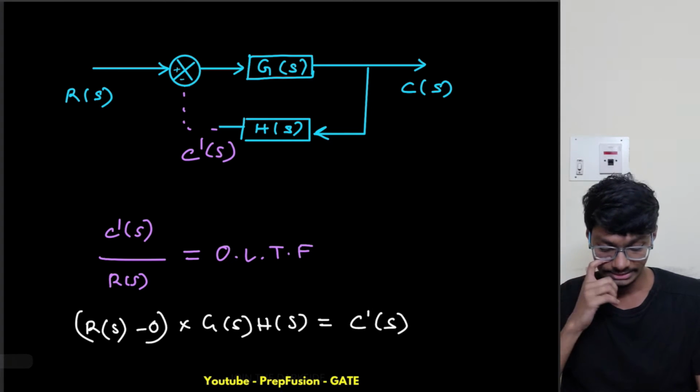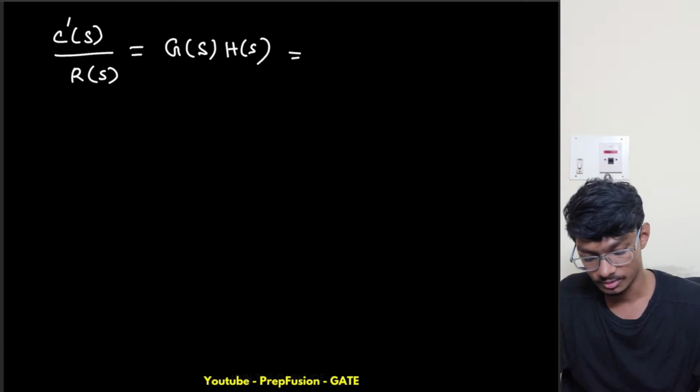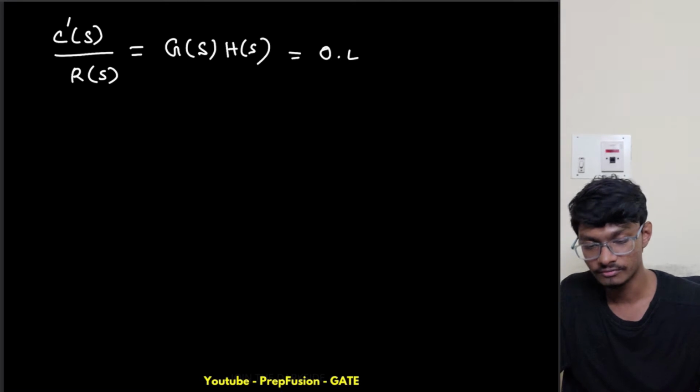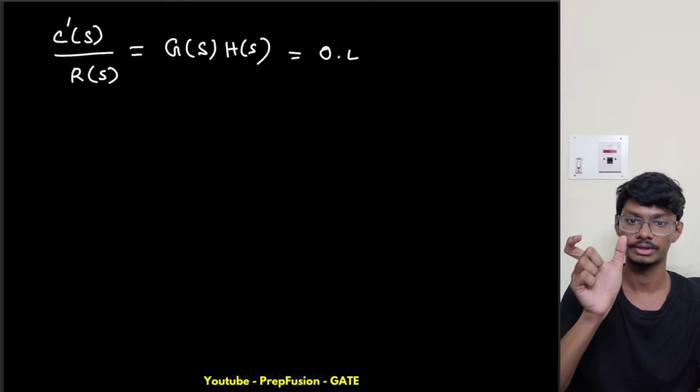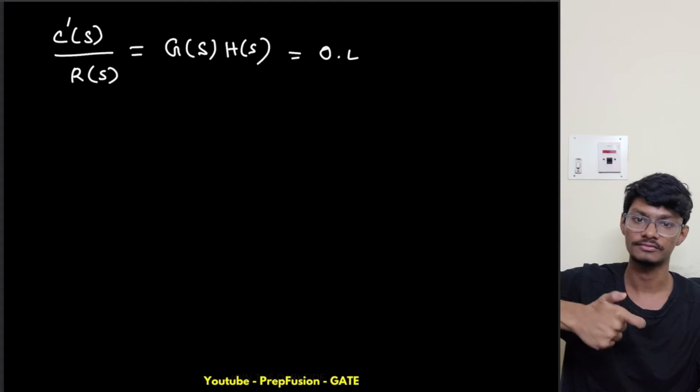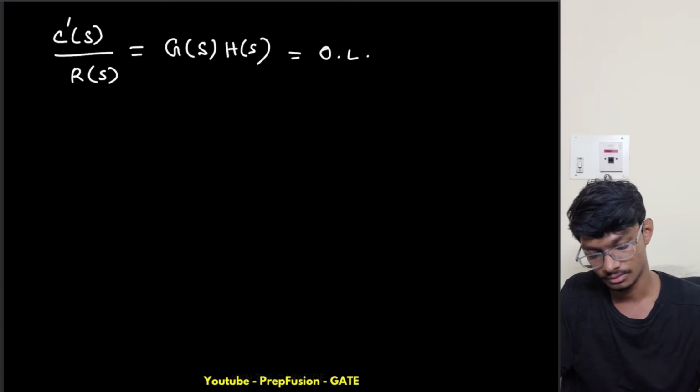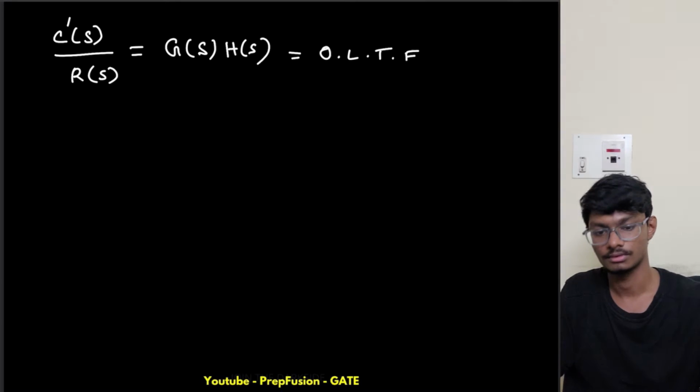So yeah, this is the OLTF, right? C dash of s upon r of s. So OLTF is the product of the open loop gain, that g of s, and the feedback gain h of s, right? So this is the open loop transfer function. Okay, this is the OLTF.